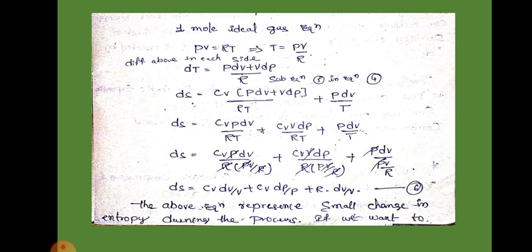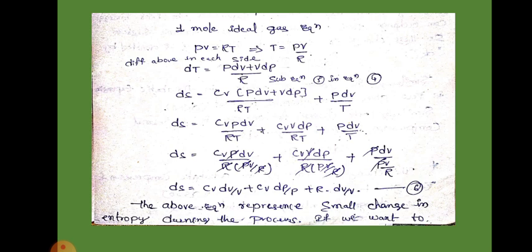So therefore dS is equal to Cv PdV divided by R of PV by R plus Cv VdP by R of PV by R plus PdV by PV by R. So in the first term R and R get cancelled and P and P get cancelled. In the second term V and V get cancelled and R and R get cancelled. In the third term P and P get cancelled, numerator and denominator. So dS is equal to Cv dV by V plus Cv dP by P plus R into dV by V. This is equation number 6.